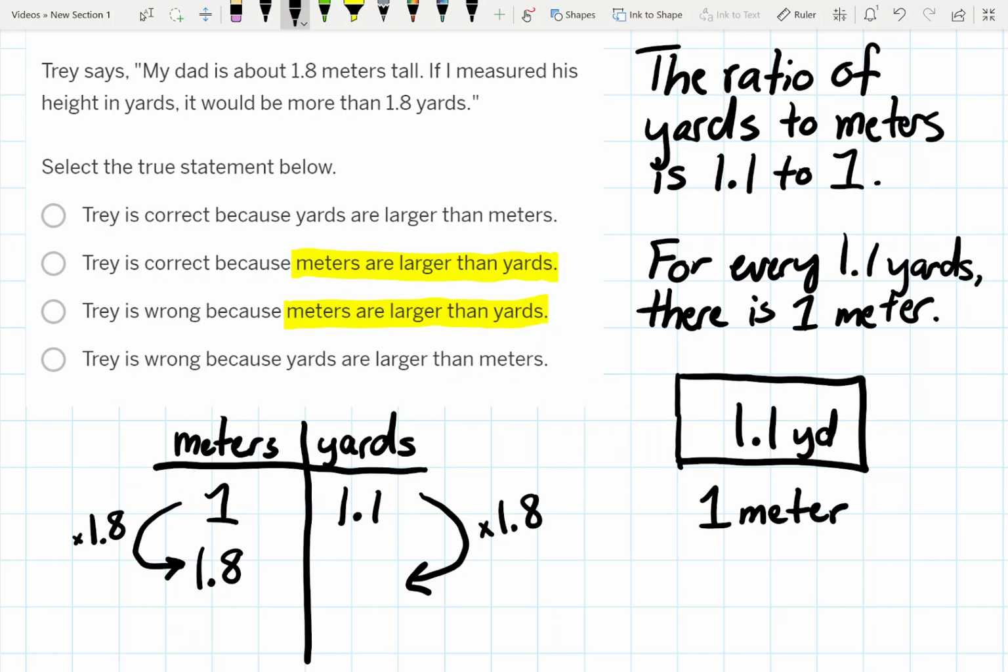So that means that Trey, his statement when he said, my dad is about 1.8 meters tall. If I measured his height in yards, it would be more than 1.8 yards. That's correct, because you're going to need more yards to make up for those meters. We would have 1.1 times 1.8. So Trey here, he's correct.